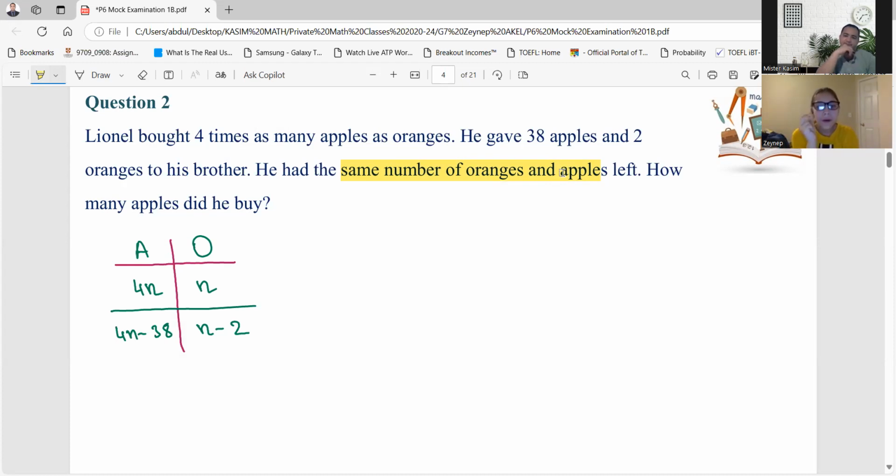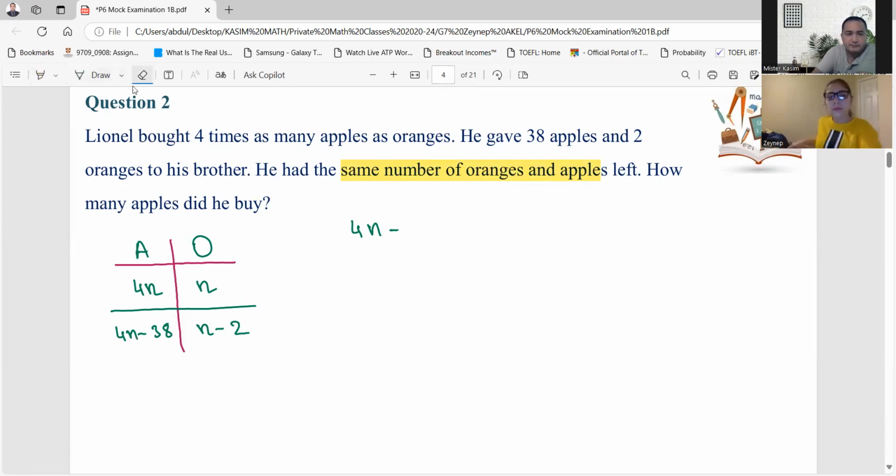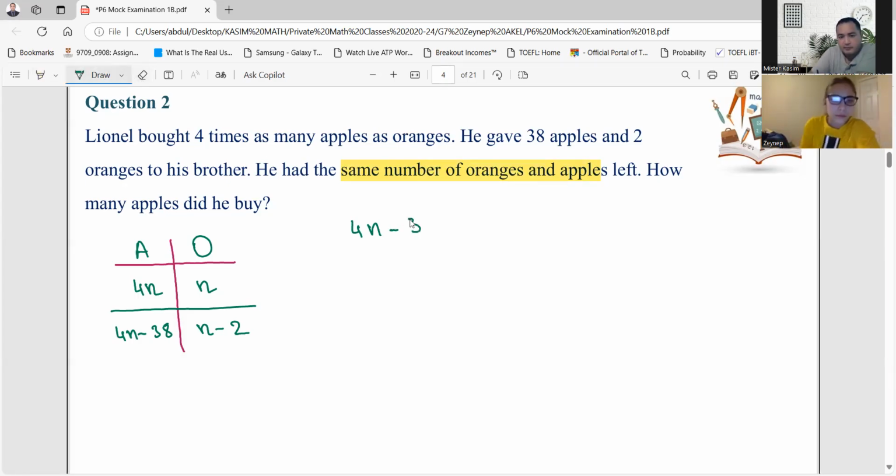Solve it for n. The same number of oranges and apples, the remaining, right? The remaining is 4n minus 8, 38, sorry, it's 38. 38 is equal to 4n minus 2. Okay.